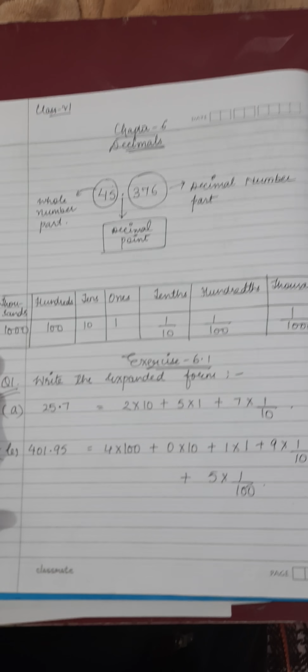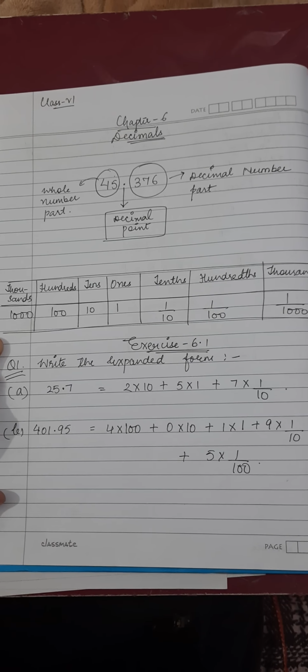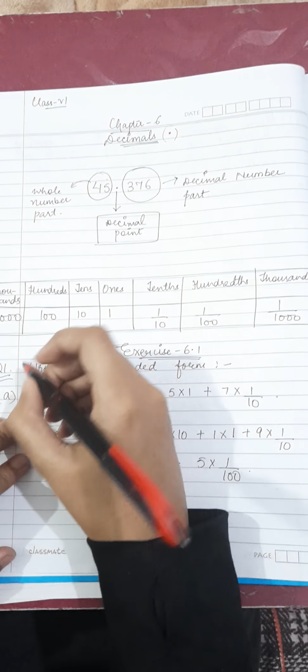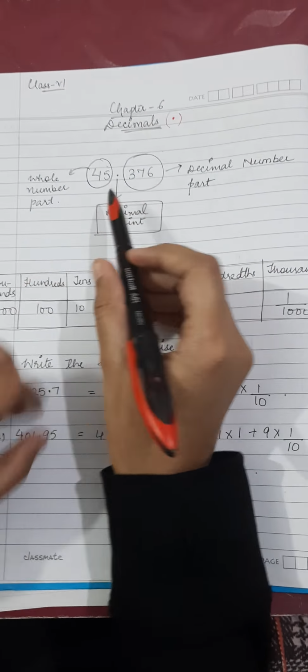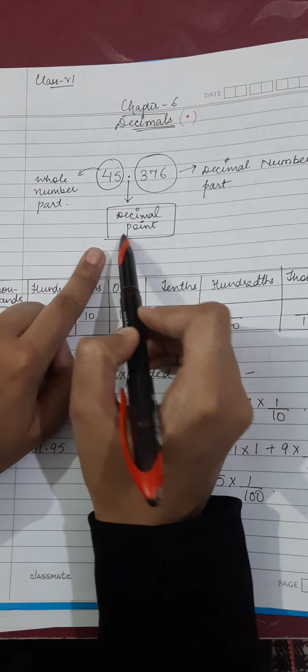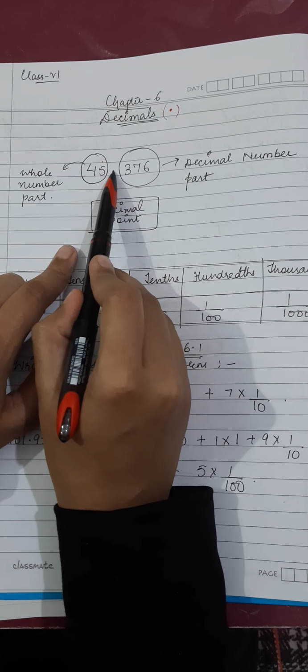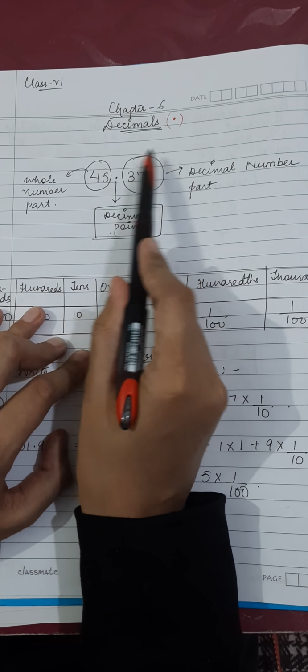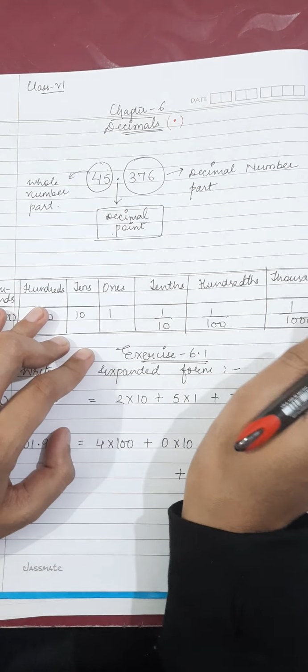Hello everyone. So today we are going to start with the next chapter, which is decimals. Now decimal means point, right? If we consider this figure, this point is called the decimal point. To the left side of this point we have the whole number part, and to the right side we have the decimal number part, right?